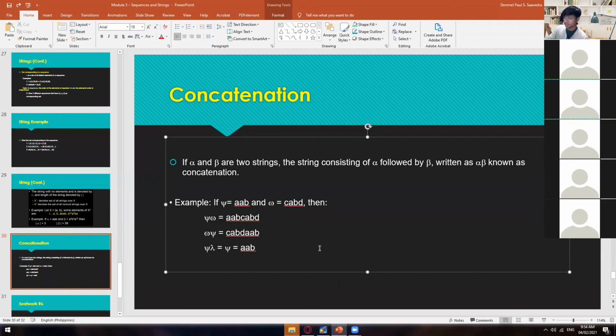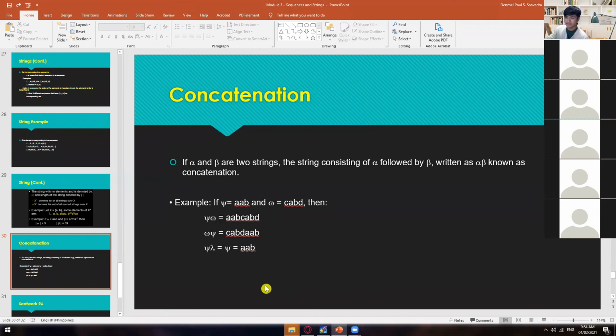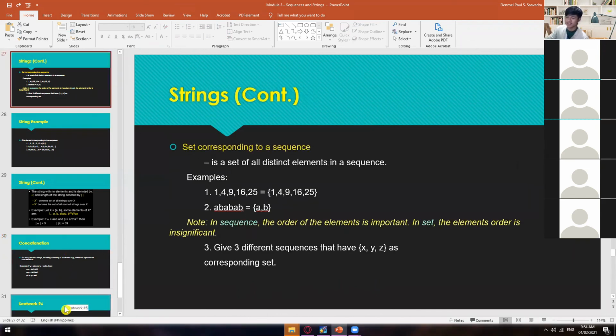Any questions so far? No, sir. Wala naman po, sir. All right, so strings are just like a bonus. This one is super easy.